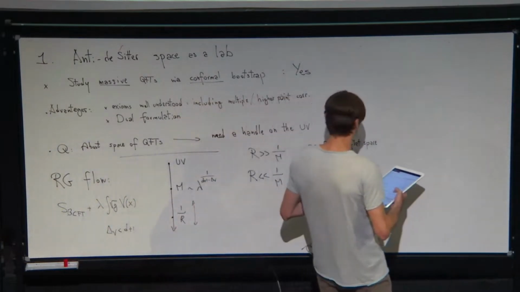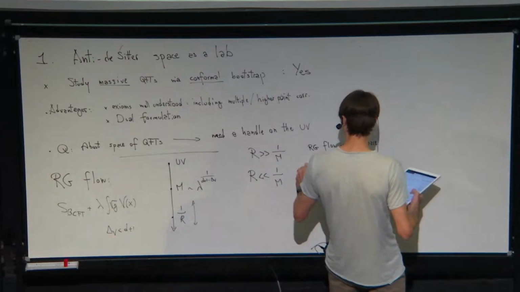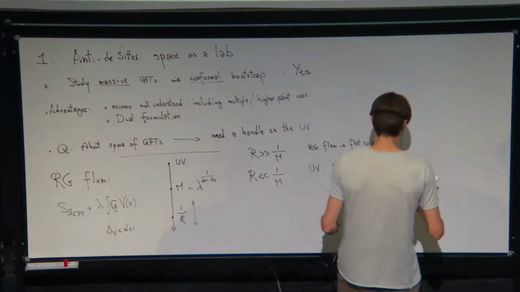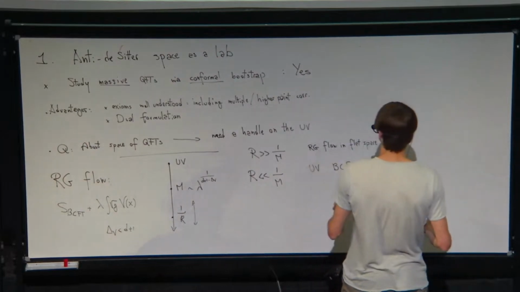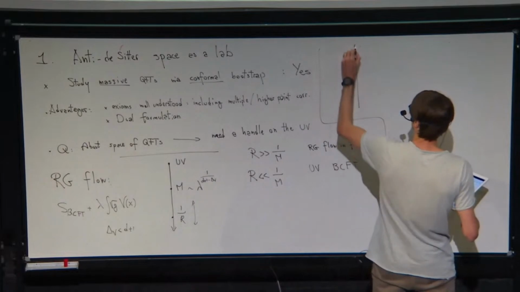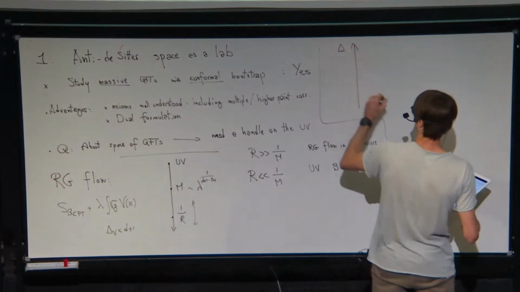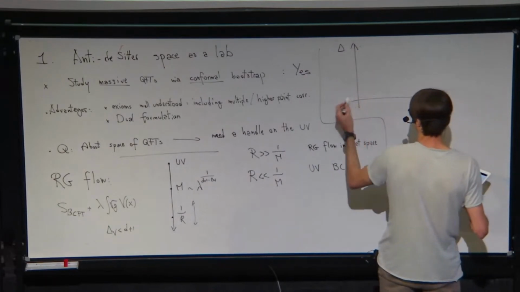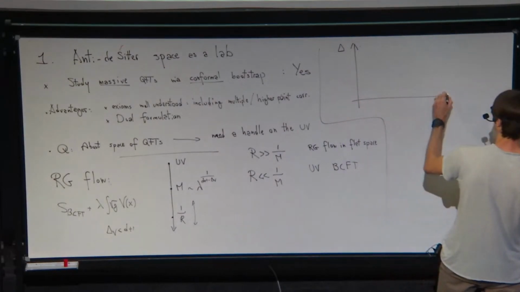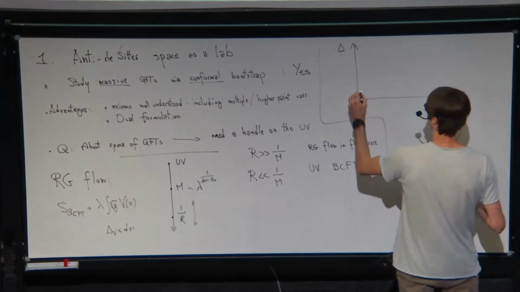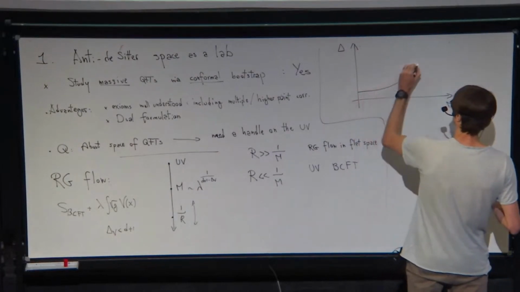So we go back to the UV BCFT. And this translates in practice into plots, which I can draw there. For instance, if we look at the spectrum of scaling dimensions in global time, which are the energies in global time, which are scaling dimensions of the boundary operators as a function of the radius, we would see some plot of this kind.